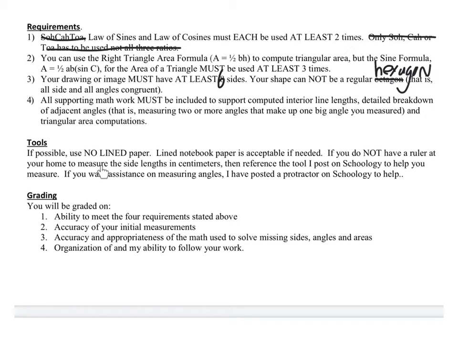I would prefer if you could use no lined paper, like typing paper. If you don't have it, notebook paper is fine. If you don't have a ruler to measure side lengths in centimeters, I'll try to post a tool in Schoology. You could probably Google a centimeter ruler also, and you could get something to eyeball it, and you could be fairly accurate. For the interior angle measurements, you can eyeball the angle measurements. I will try to find a protractor to put online too. You could also try to do that if you want, but you can eyeball it to be fine.